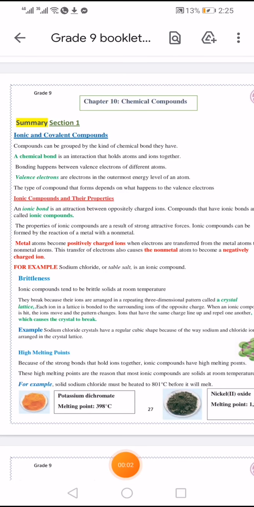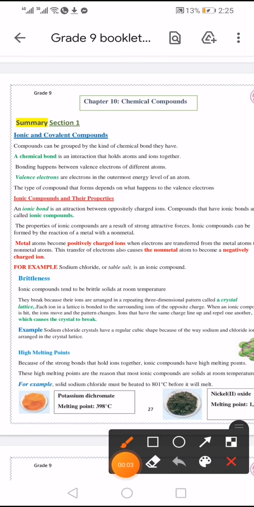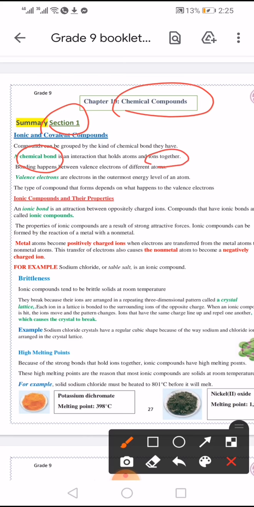Today we're going to take chapter 10, Chemical Compounds, section 1, Ionic and Covalent Compounds. Compounds can be grouped by the kind of chemical bond they have. What's meant by chemical bond? A chemical bond is an interaction that holds atoms and ions together. So a bond is an interaction that holds atoms and ions together.